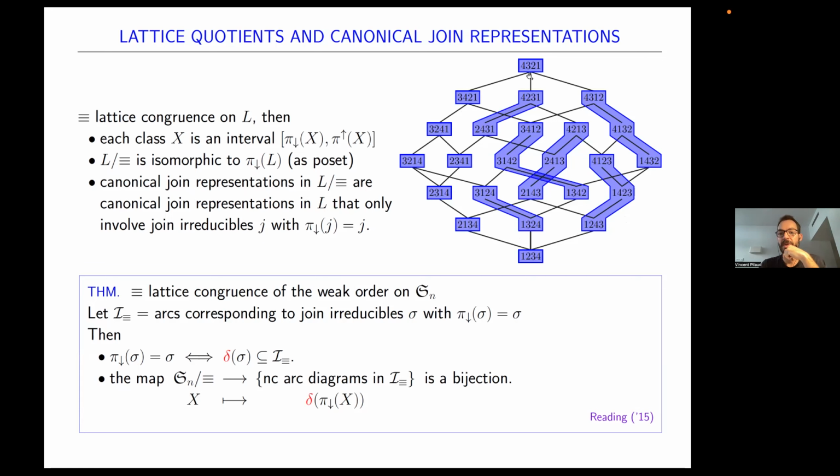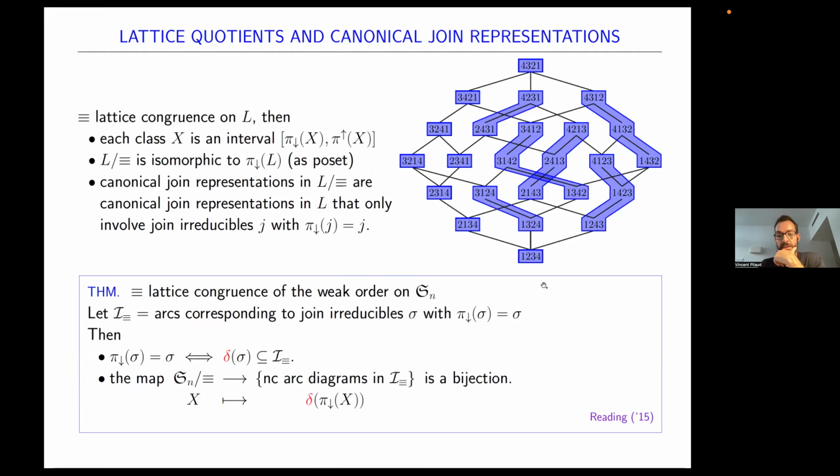this picture. So for example, we remember that this reverse permutation is the join of the three atoms, and in the quotient it will still be the case. So this permutation is minimal in its class, and its canonical join representation would still be these three minimums in the class. While for this one, we remember that the canonical join representation of this element was 2314 and 1423. And since 1423 is not minimal in this class, the join of these two elements will not be a canonical join representation in the quotient, because it will not be minimal in its class.